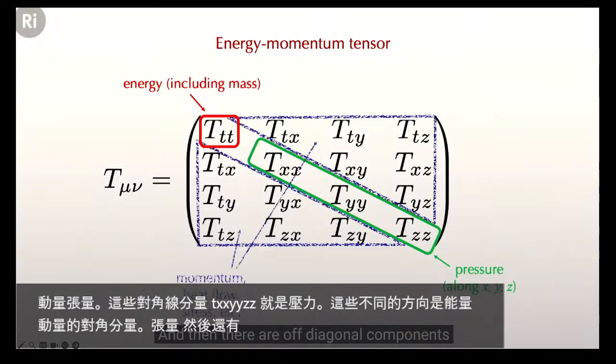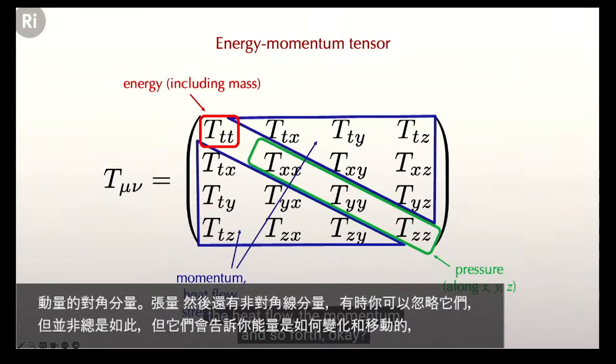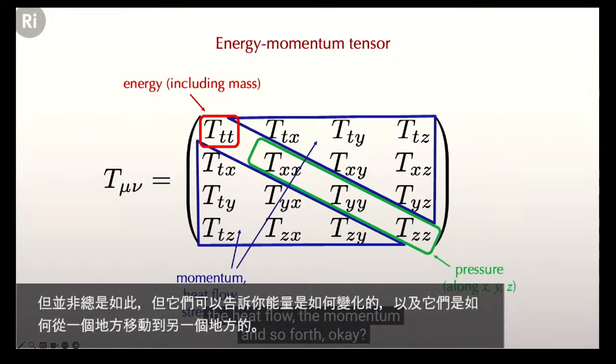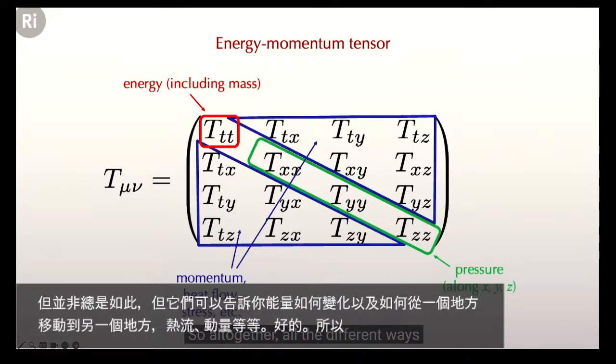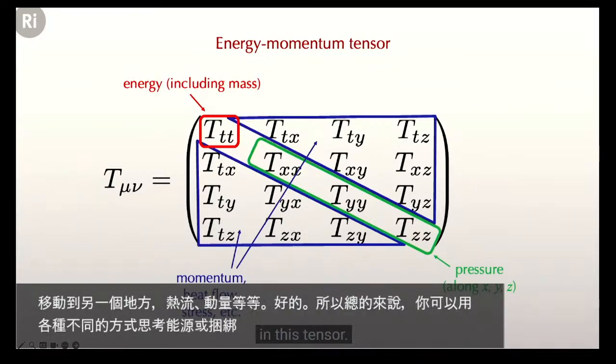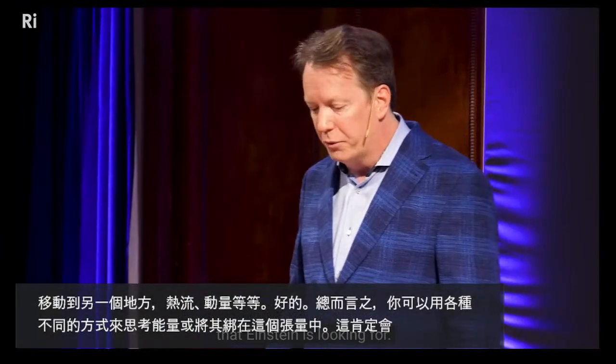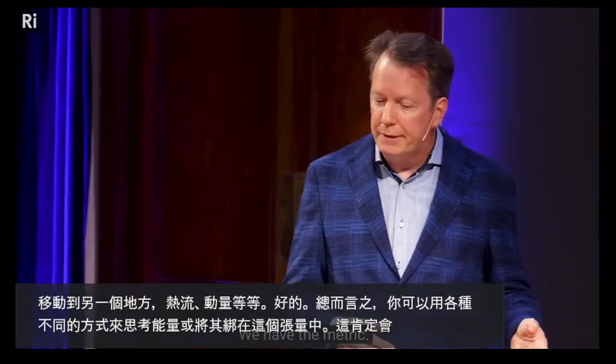And then there are off-diagonal components which you can sometimes ignore, not always, but they tell you about how energy is changing and moving from place to place, the heat flow, the momentum, and so forth, okay? So all together, all the different ways that you can think about energy are bundled up in this tensor. This is definitely going to be something we're going to use as we construct the new equation for gravity that Einstein is looking for. We have the metric.